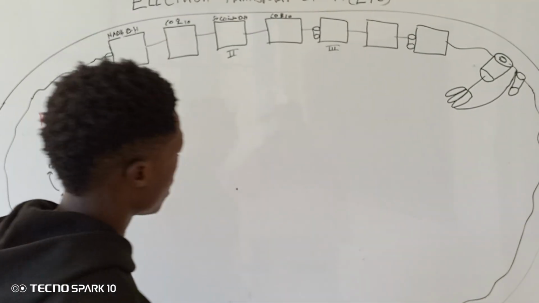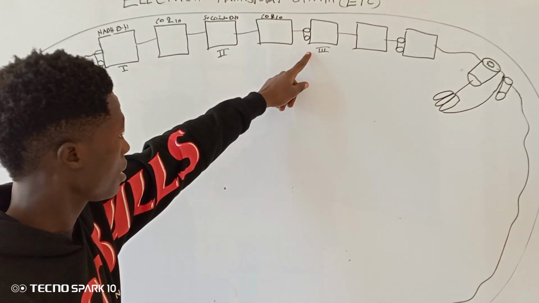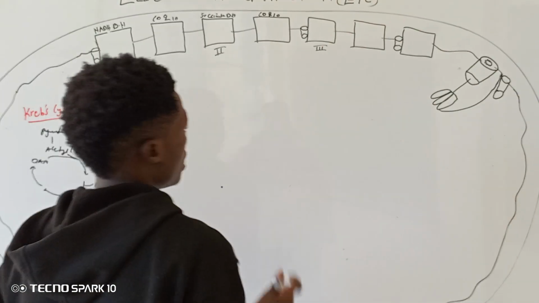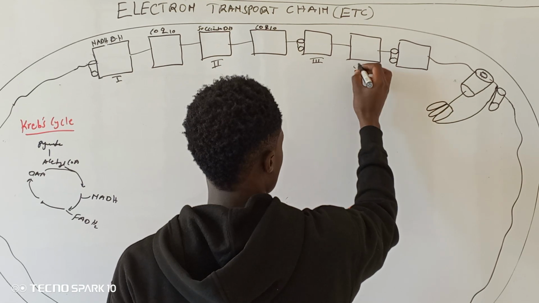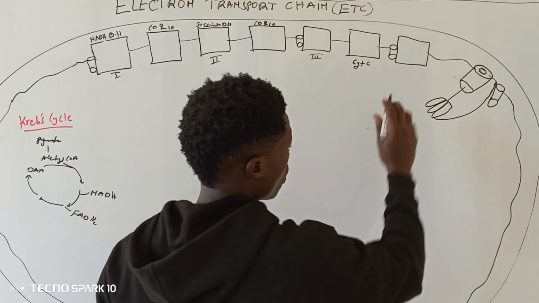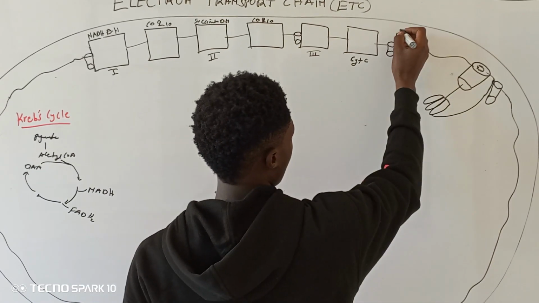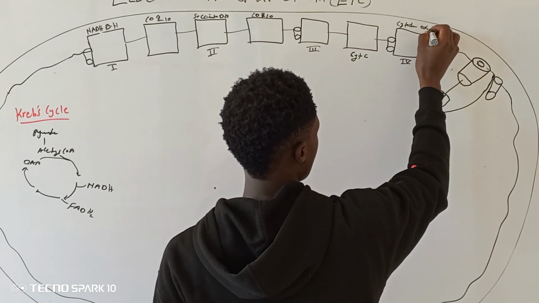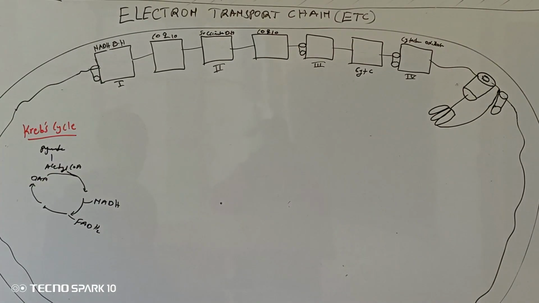Then this is complex 3. It has a very long name, coenzyme Q cytochrome B oxidoreductase, but you can just call it complex 3. Then this is called cytochrome C. Then this one is called cytochrome oxidase, or complex 4. So those are the complexes we have in the electron transport chain.